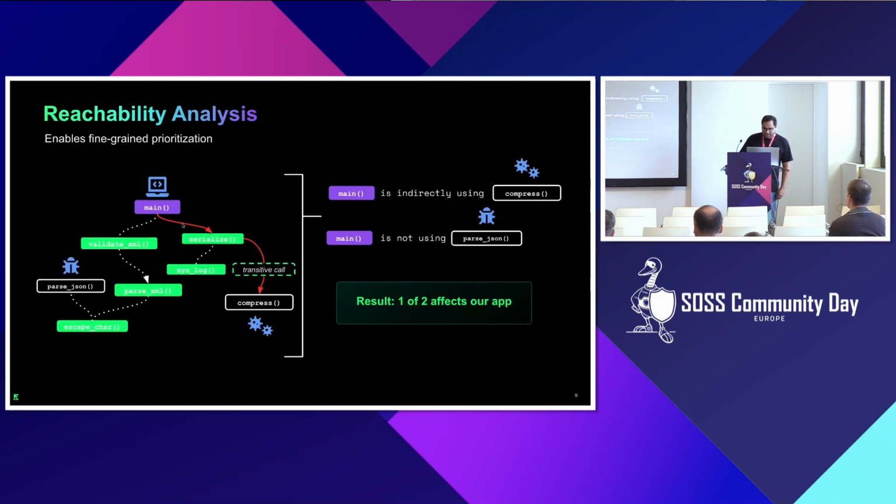But on the other hand, for this compress function, we find there is a call path to it. So we treat this as indirectly using it, which means this vulnerability might actually affect our application, and it basically helps us narrow down and prioritize the ones that we are using. So by doing this, we have eliminated half of the vulnerabilities we want to look at in one of the paths. But imagine this when you have around 400 to 500 findings: you might be able to narrow down to maybe 70 or 80 that you need to focus on.